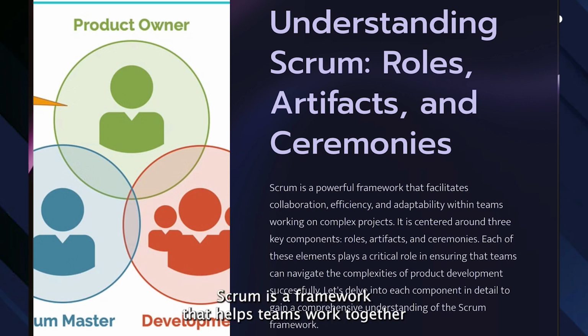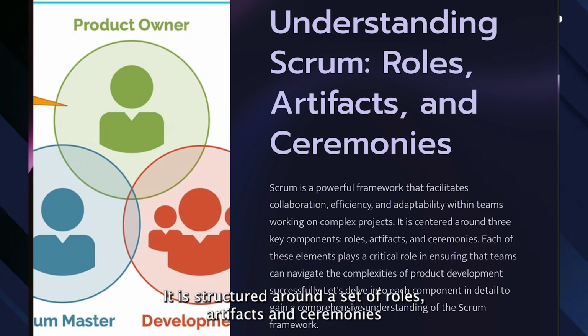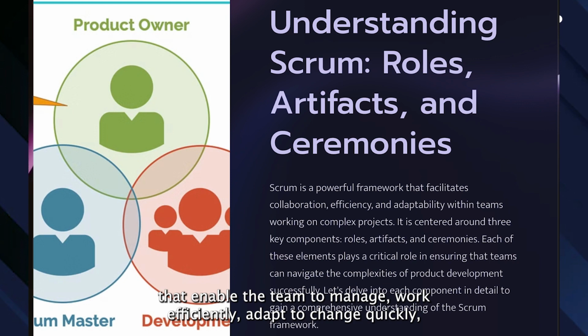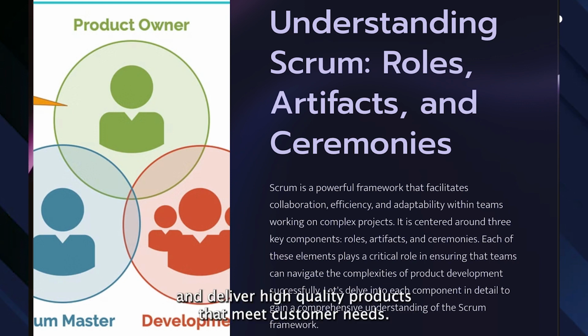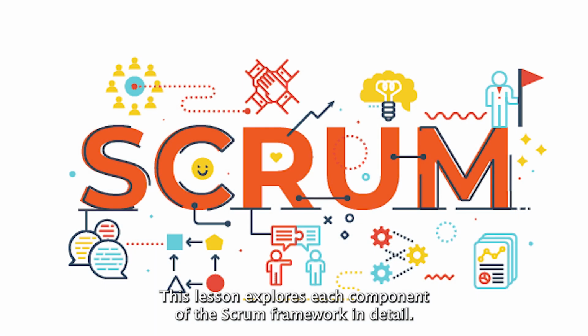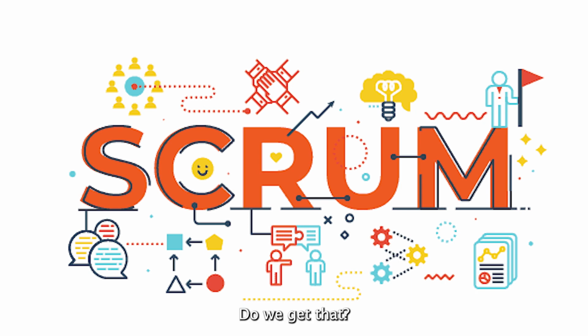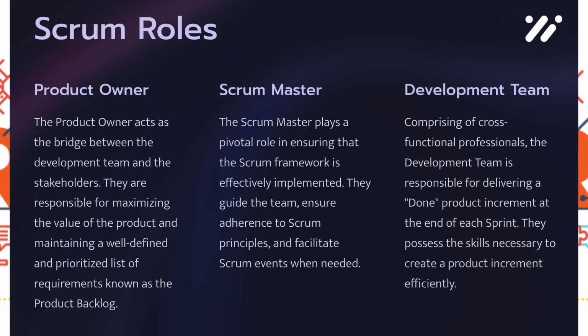Scrum is a framework that helps teams work together to develop, deliver, and sustain complex products. It is structured around a set of roles, artifacts, and ceremonies that enable the team to manage work efficiently, adapt to change quickly, and deliver high-quality products that meet customer needs. This lesson explores each component of the Scrum framework in detail. Do we get that? Let us take a look at Scrum roles: Product Owner.